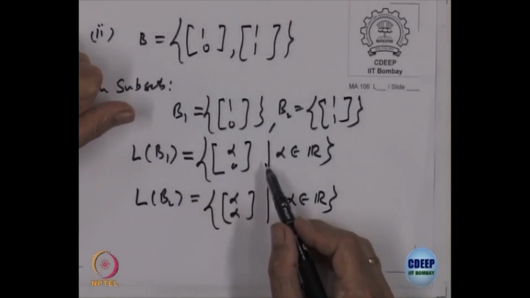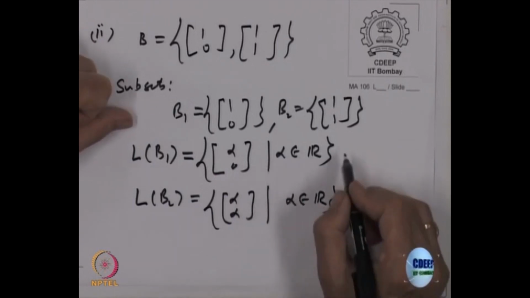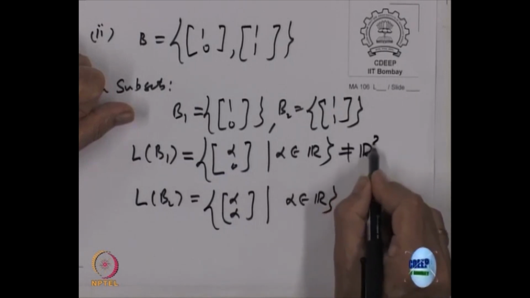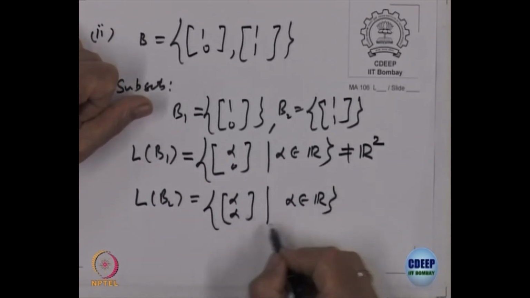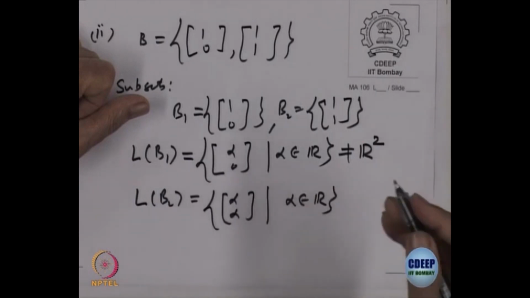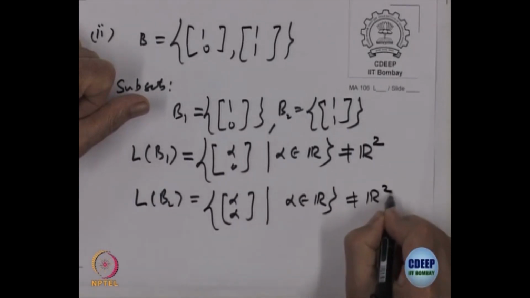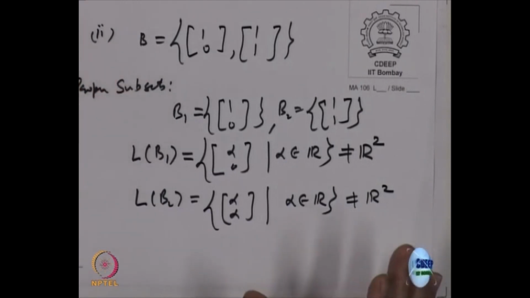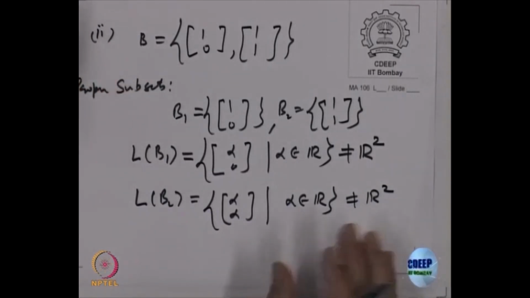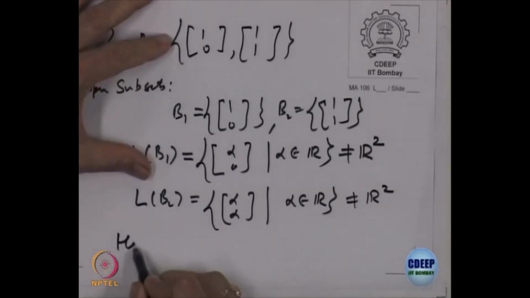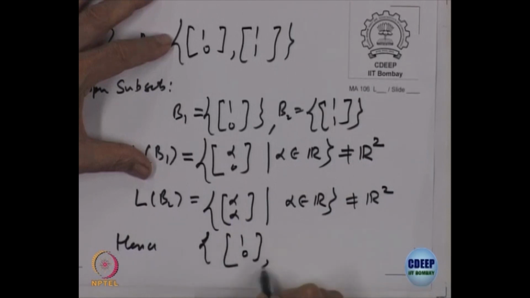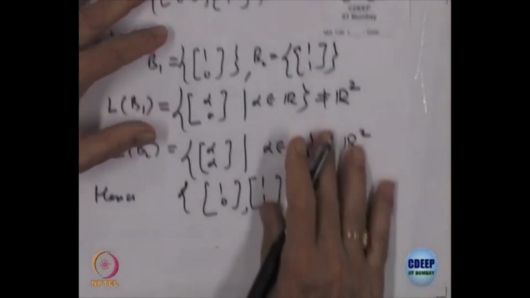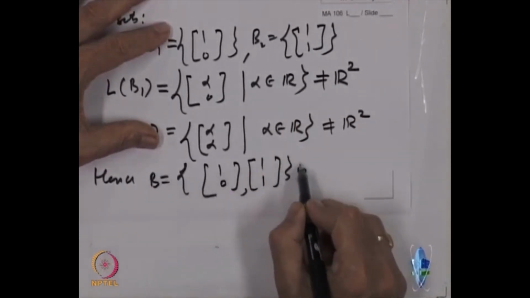What is L of B 1? If you look at it from a geometry point of view, that is the x axis. So, that is not equal to R 2, it is a proper subset of R 2, it does not give everything. And L of B 2 is the line y equal to x. So, that is again not equal to R 2. So, if I take B and cut any one of the vectors, I do not get the span of everything. So, hence (1, 0) and (1, 1), this B is a basis.